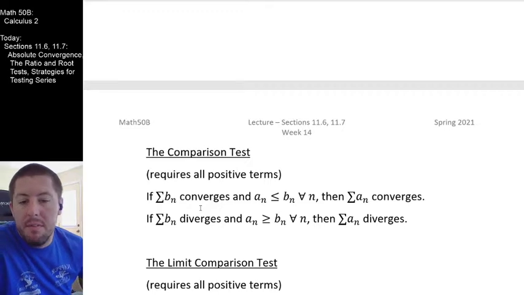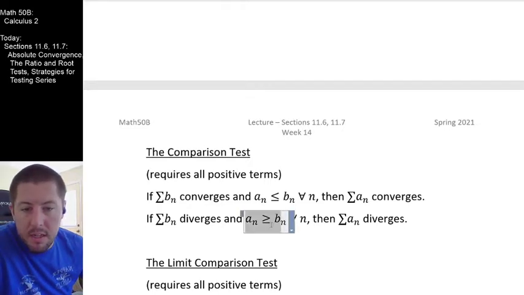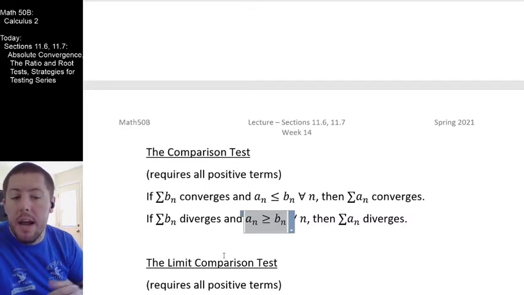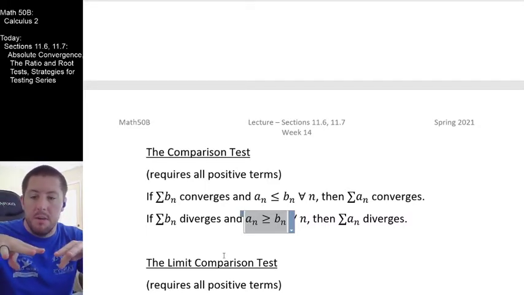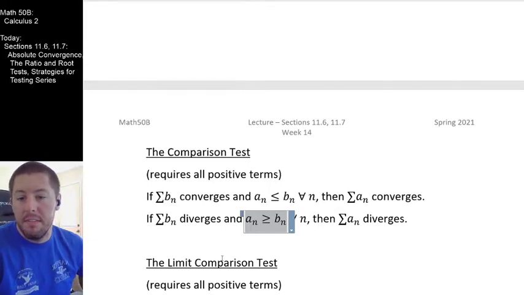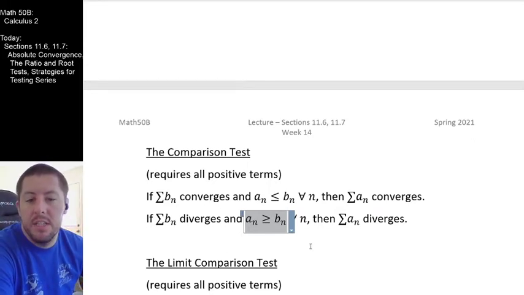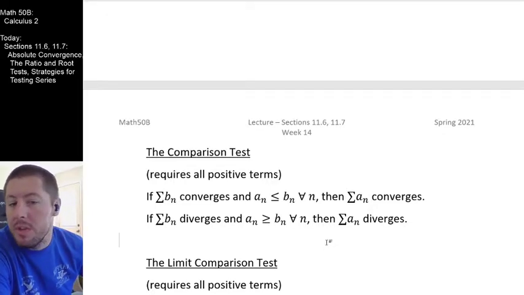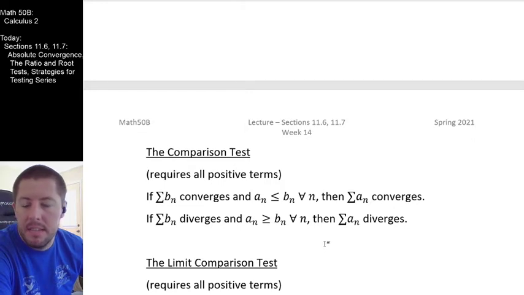Alternatively, if every one of the individual terms in our series is known to be larger than the comparative term in a known divergent series, then all of our terms are bigger than the terms that result in divergence. Therefore, our given series of consideration is also going to diverge. So smaller than a convergent thing or bigger than a divergent thing are the two cases where we can use the comparison test to establish convergence or divergence.